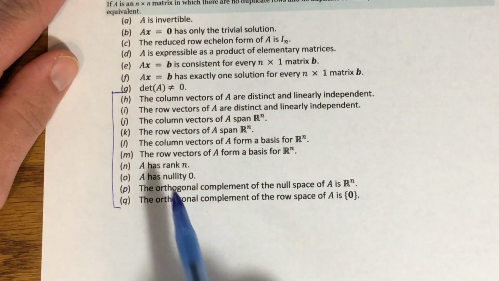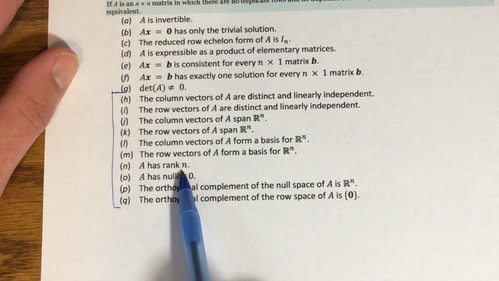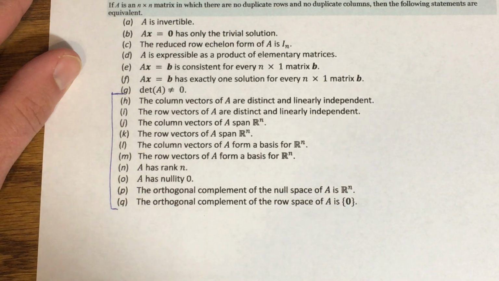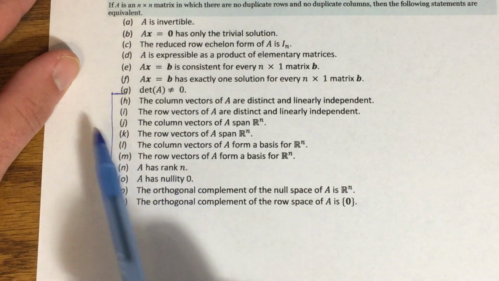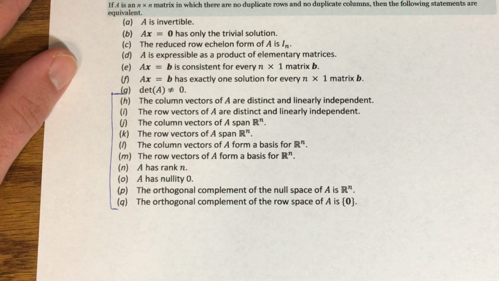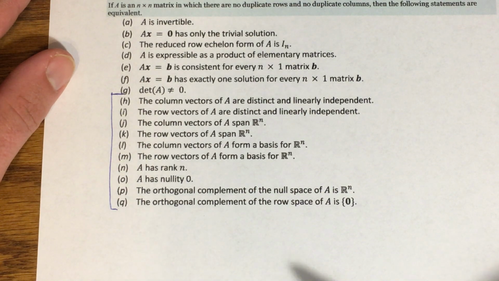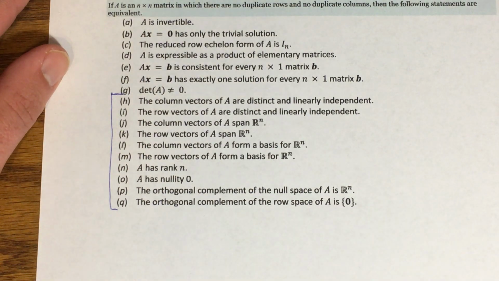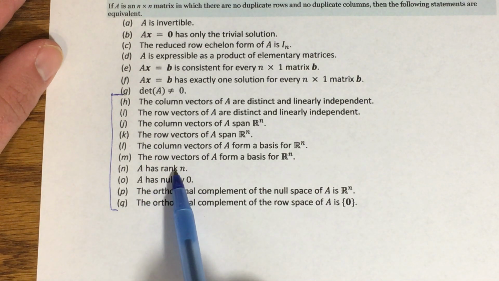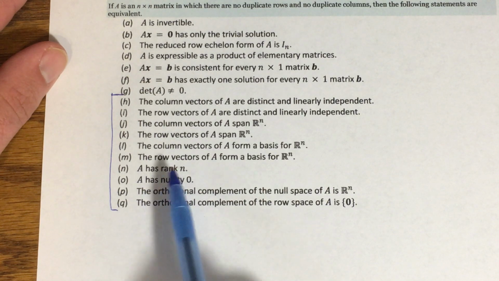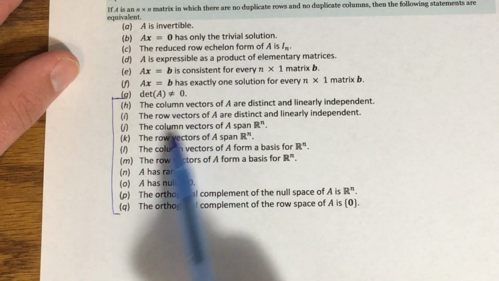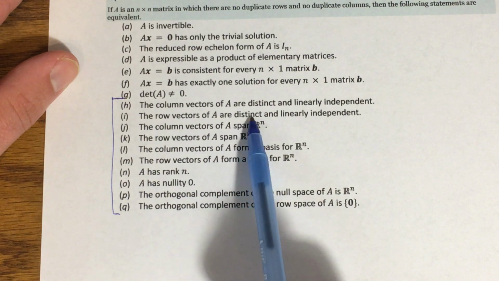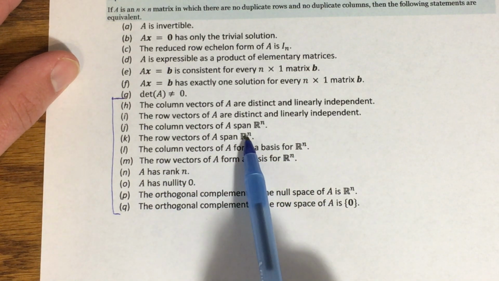Now think about what that implies. If the rank is n, and it's an n by n matrix, we have n rows in this matrix. Well, that means the dimension of our row space is n. And that means that all of the rows in our original matrix are needed if we wanted to find a basis for that row space. We don't throw any of them out. So that would imply that the rows of A are both linearly independent and that they span Rn. That's what it means to be a basis. That's two more of these statements here. The row vectors of A are distinct and linearly independent, and the row vectors of A span Rn.